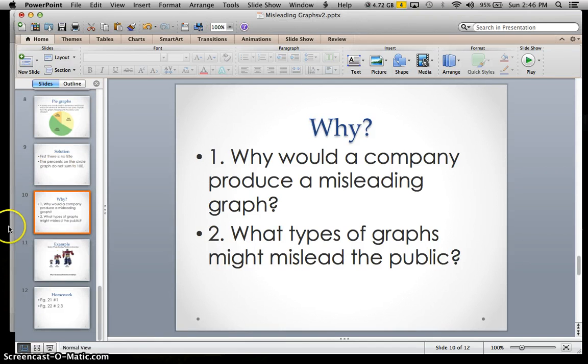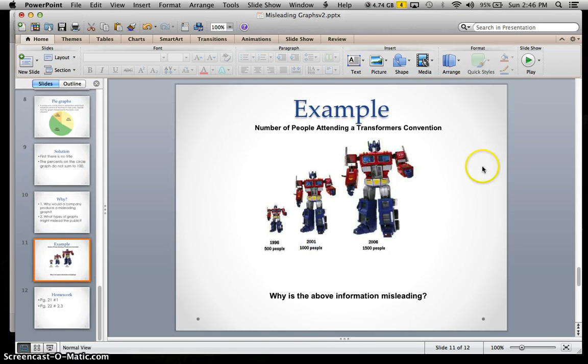Okay, so the last example I want you to try on your own. Again, I want you to have something written down so when I come around, you have something to talk to me about. This is an example of a pictograph of the number of people attending a Transformers convention. We've got our Transformers here representing how many people are attending. In 1996 we had 500 people, there's our little guy there. In 2001 we had 1,000 people, there's our guy there. In 2006 we had 1,500 people, and there's the Transformer representing that amount.